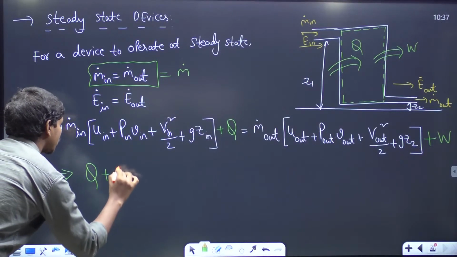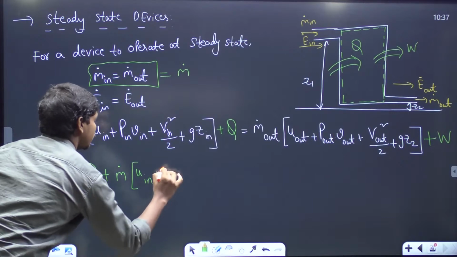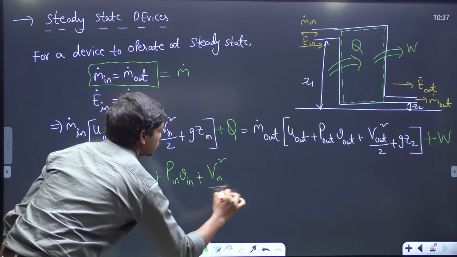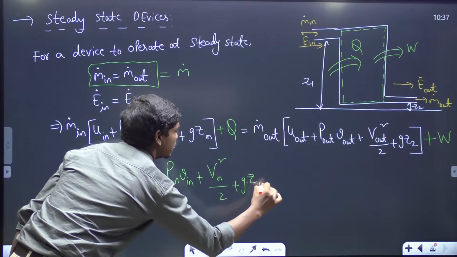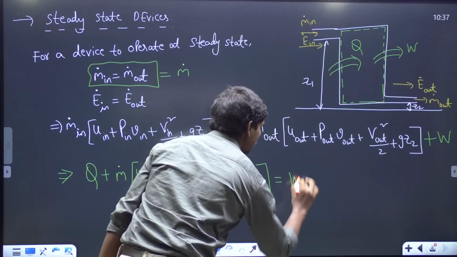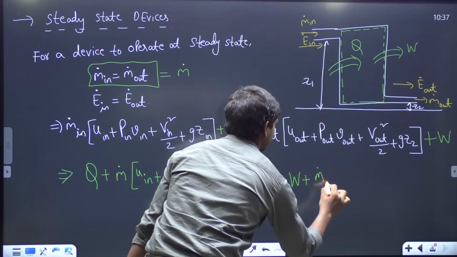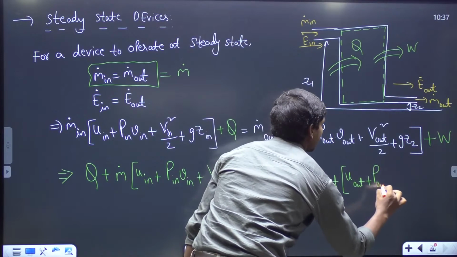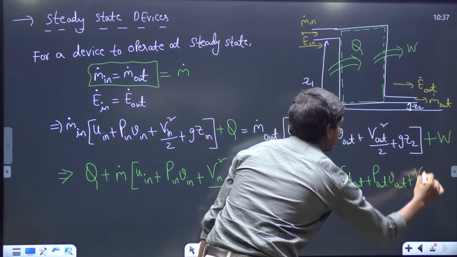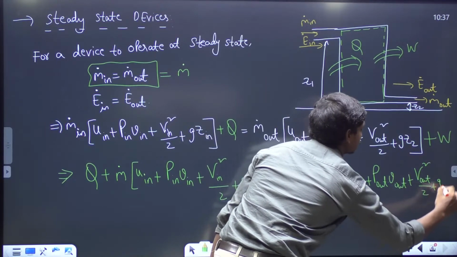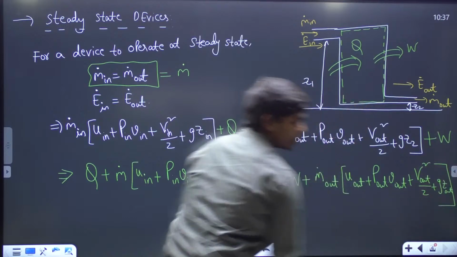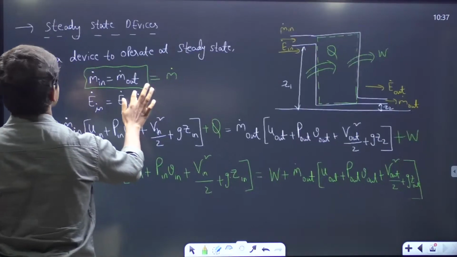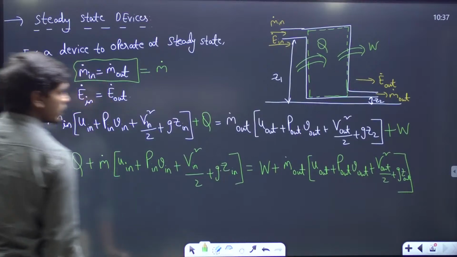Q plus m dot into U inlet plus P inlet specific volume at inlet plus V inlet square by 2 plus Z times of Z inlet is equal to W plus m dot out into U out plus P out V out plus V out square by 2 plus Z Z out. Correct?